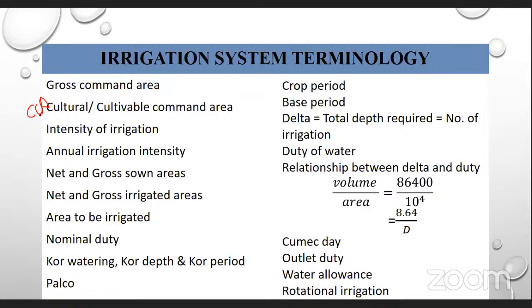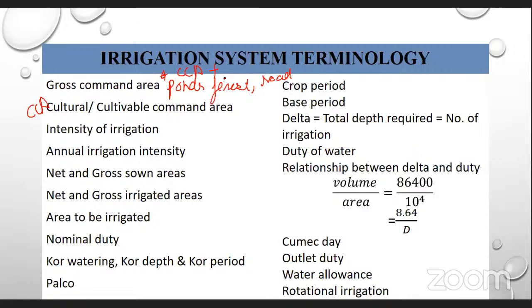In this, the pastures or whatever fallow lands can be brought under irrigation are also included. But uncultivable areas, such as populated areas, ponds, reserved forests, and roads, are not going to be included. The ponds, forest, or roadside will be included in the gross command area, but not in the CCA.